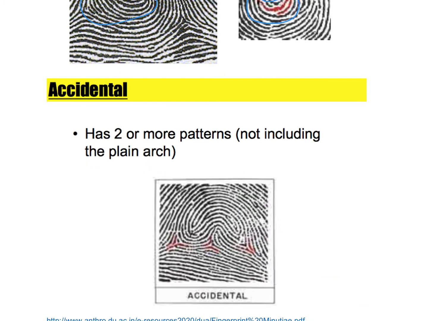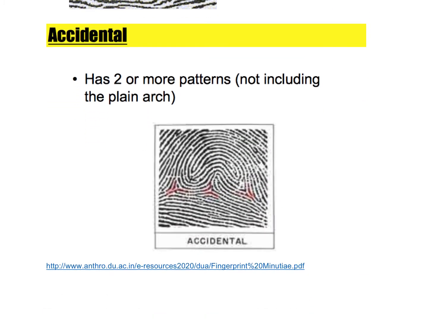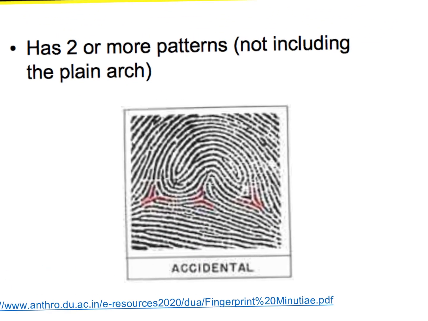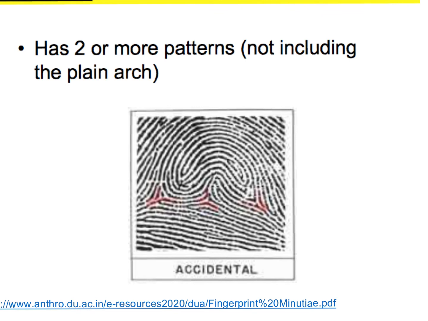As for accidental, it has two or more patterns, not including the plain arch. Plain arch, I will talk about it later. So if you look here, you have a loop, another loop here, and you have two or more deltas. So there are two or more patterns, you see. So this is called accidental. You are not able to classify them under the plain whorl or the central pocket loop or the double loop. So this would be accidental.